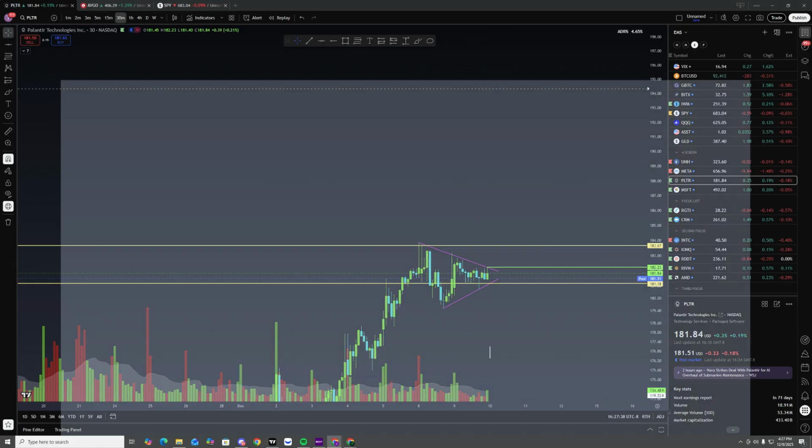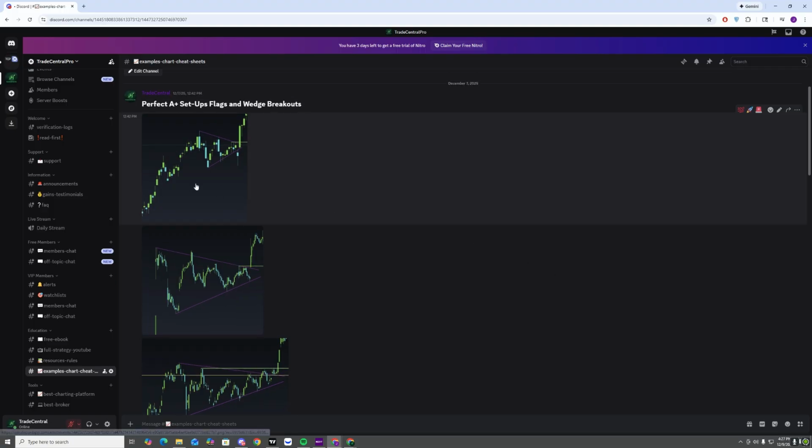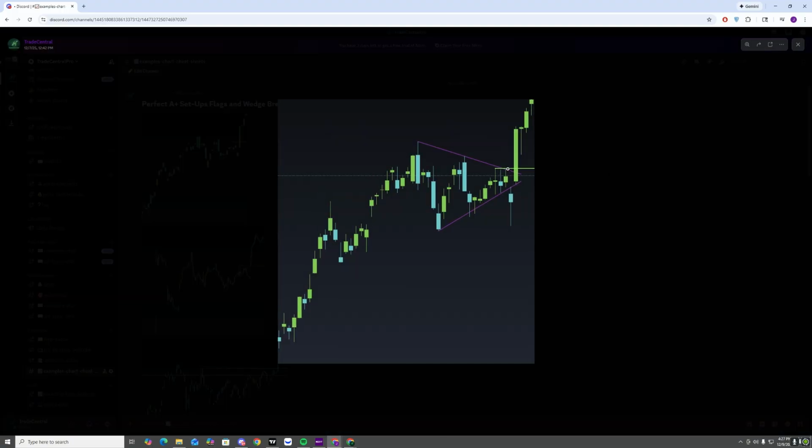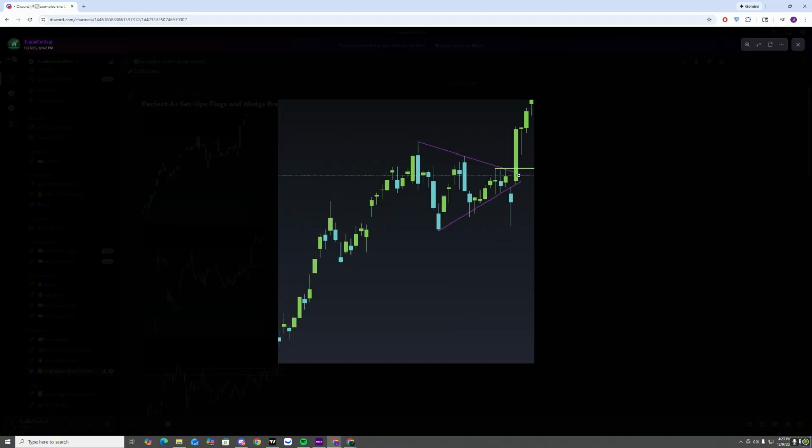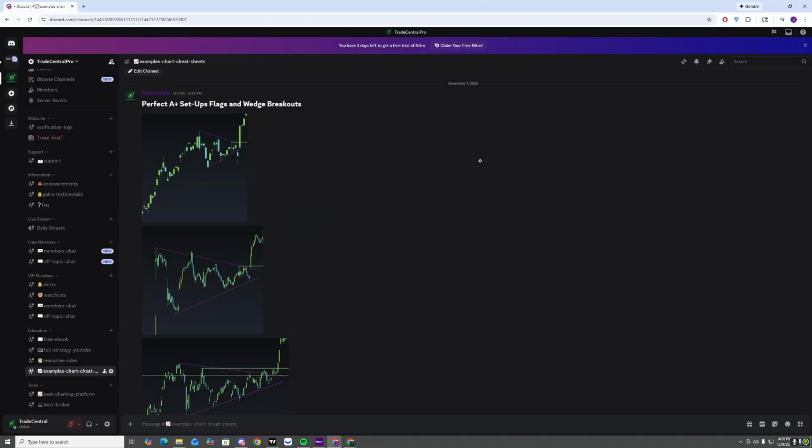And these are some other examples, just from my resource tab in my Discord. But again, this is our entry right here, right? This prior resistance, and you see how we break through and we get a huge move and continuation as well, because this was a level that we were struggling to break out of, and as soon as we did with high volume, we just pushed through, right?